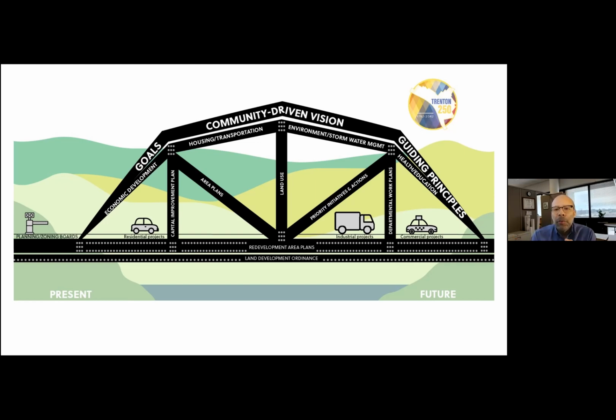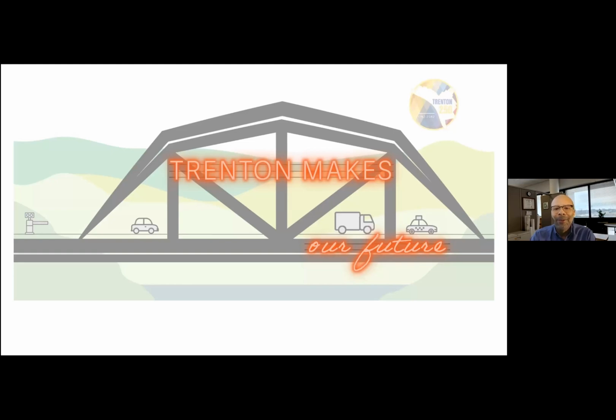But this is really indicating how all these different components are supposed to help implement the vision. Obviously, the redevelopment area plans and the land development ordinance are regulatory documents. This is where city council actually helps support this vision as well. They are the ones that adopt these redevelopment area plans, and they adopt the land development ordinance. And the land development ordinance is based on the master plan itself. And that's our final graphic on Trenton Makes Our Future.